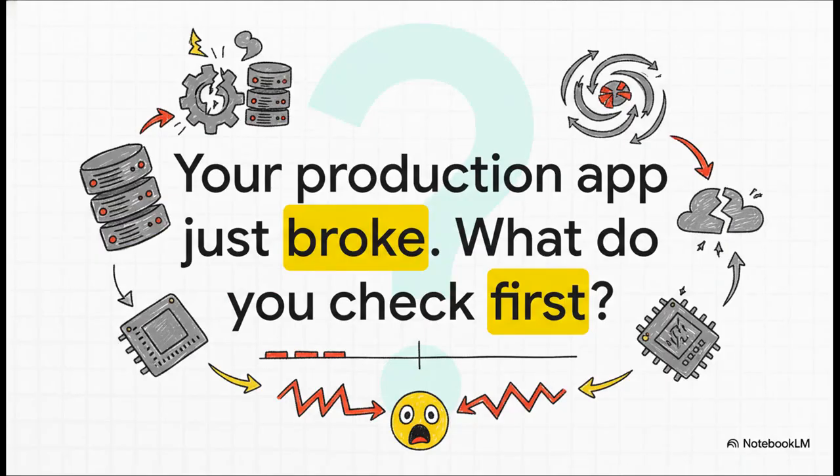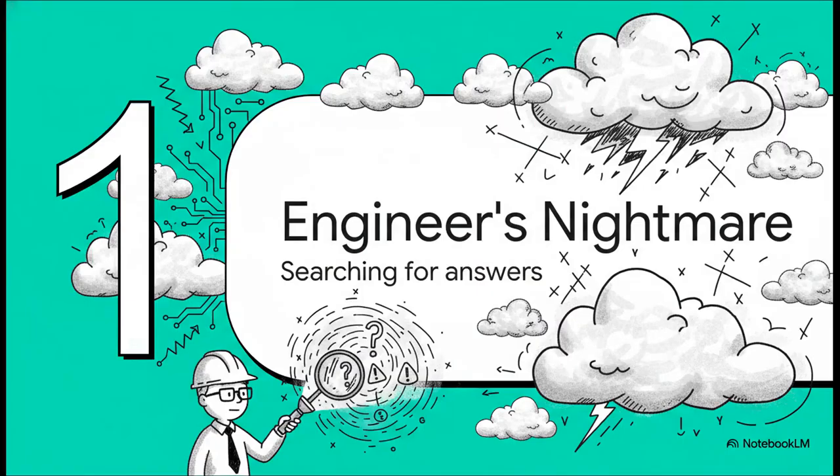Okay, let's set the scene. You get that alert. You know the one, your main production app is down. Your heart starts pounding, panic is setting in. What's your first move? Where do you even start looking? And this isn't just some textbook scenario, right? This is the daily reality for cloud engineers everywhere. Yeah, this right here, this is what we call a cloud engineer's nightmare. It's that sinking feeling when everything that could go wrong does, all at once, and you're just scrambling in the dark trying to find answers.